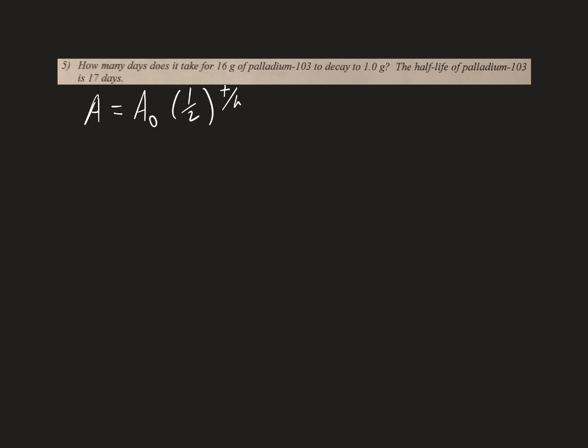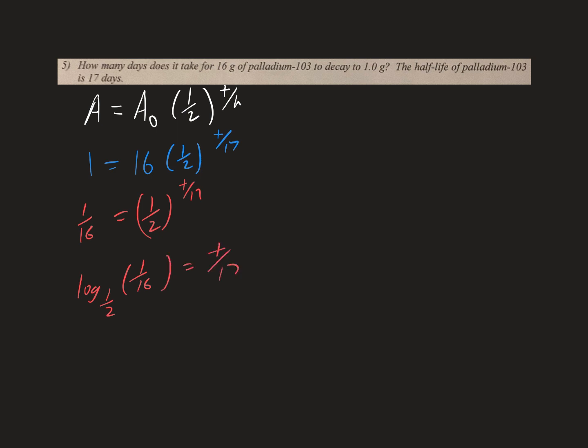So in this case, it's not going to be super crazy. We're just going to fill in the information we know and solve for the missing piece. I want to end with 1 gram, and I'm starting with 16 grams. We've got our 1/2 constant base. My time is what I'm looking to solve for, and my half-life is 17 days. We can manipulate this fairly easily. Divide by 16, and then take the log of this to help us solve it. So log base 1/2 of 1/16 is going to equal t over 17.